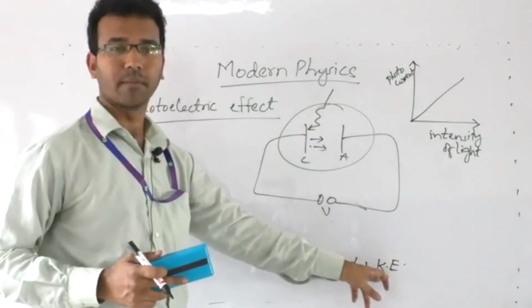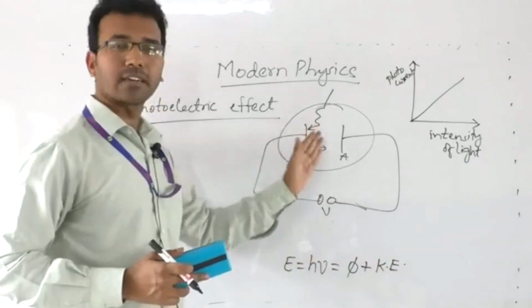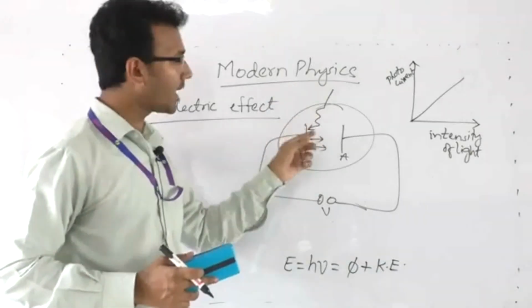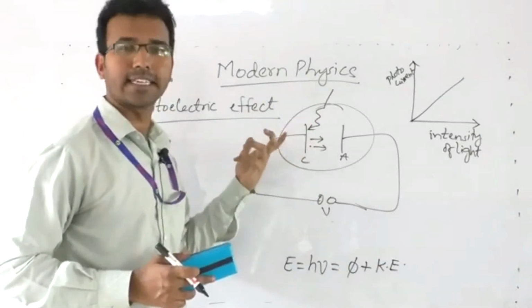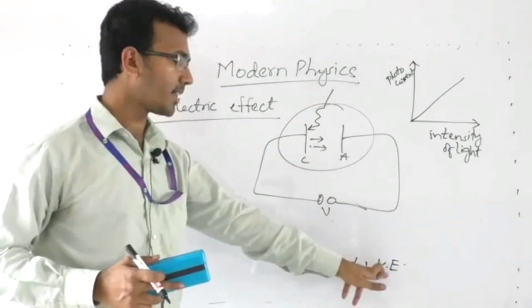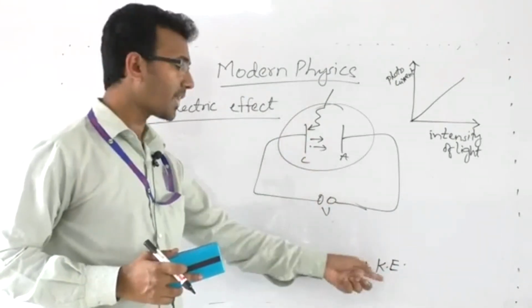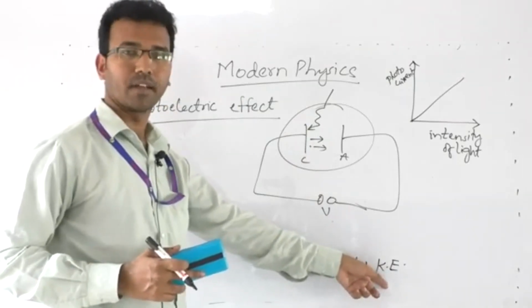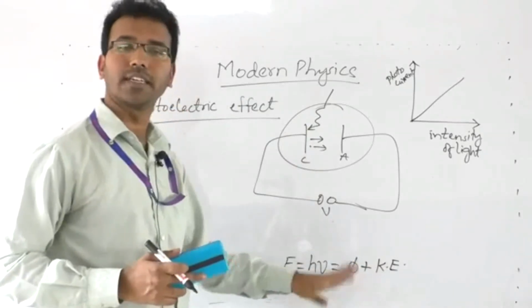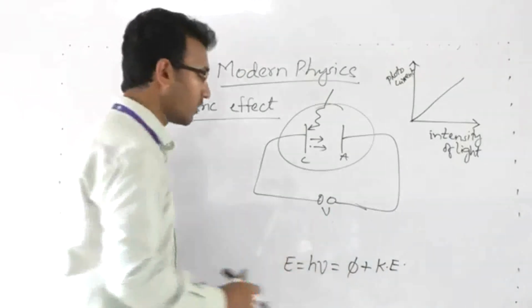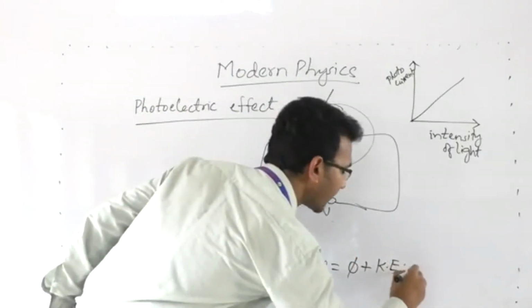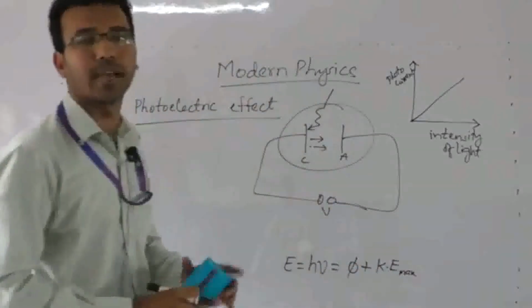Now this kinetic energy is the energy possessed by the electron, and this is the maximum kinetic energy, meaning a number of electrons are coming out of the surface. All electrons may not have the same kinetic energy. The kinetic energy that I am representing here is for the electron having the maximum kinetic energy. Only then will this conservation of energy be obeyed. So this Ke can be written as Ke max, the maximum kinetic energy possessed by an electron.